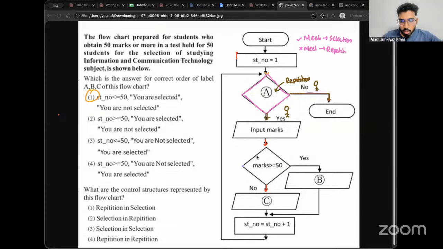Okay. So look at this rhombus and tell me, what is this rhombus representing? Is it representing a selection or repetition? Again, same idea. Think one person is going in the yes direction, another person is going in the no direction. Will they meet anywhere? That's how your question should be. Is this selection or repetition?